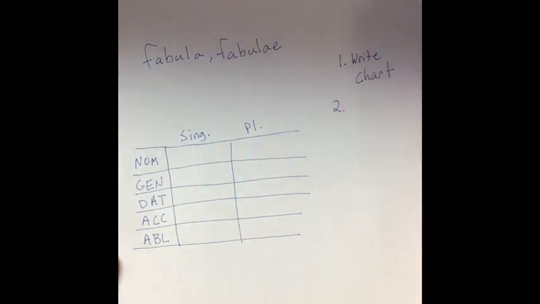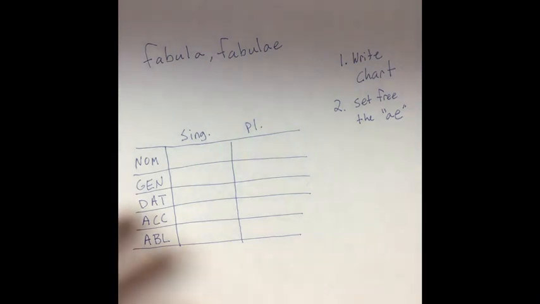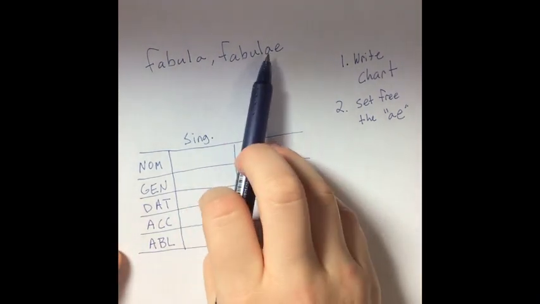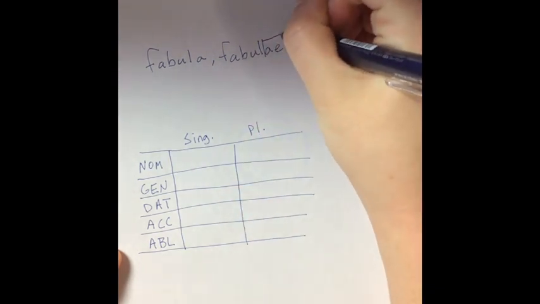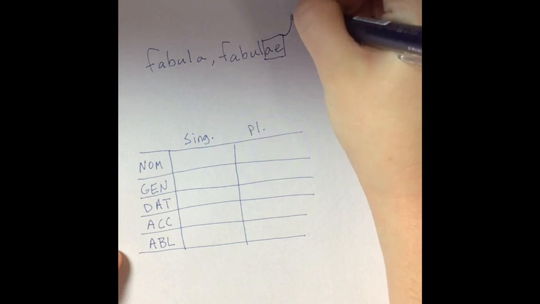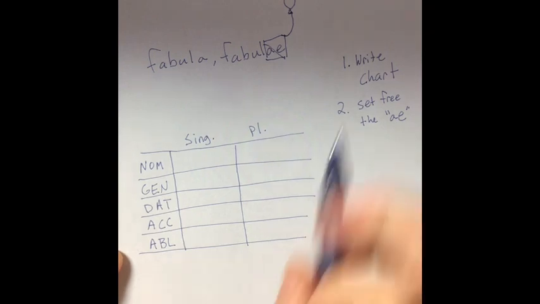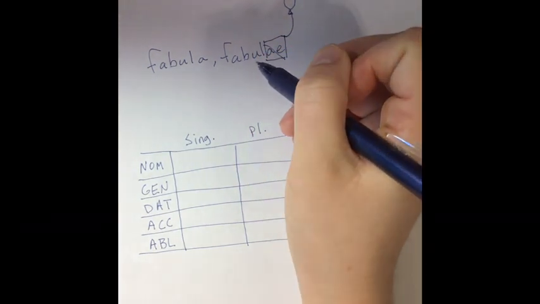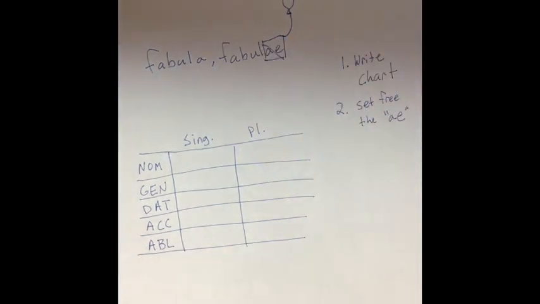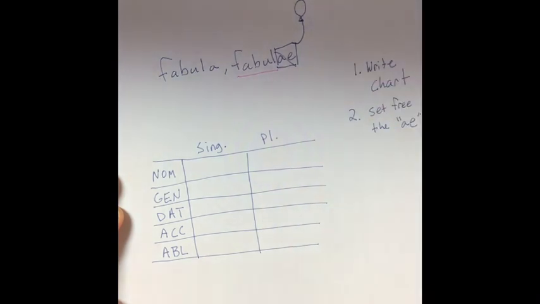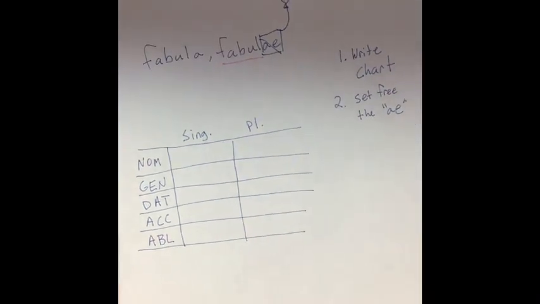After we write our chart, the next step is to set free the AE. When we were doing our verbs and conjugating, it was set free the RE. Now it's set free the AE. So we go up here and find the AE on the end. That is right there, and then we set him free. The balloon is going to let him go up and float away. So we no longer have AE, and we are left with what's called our noun stem, which in this case is fabul.